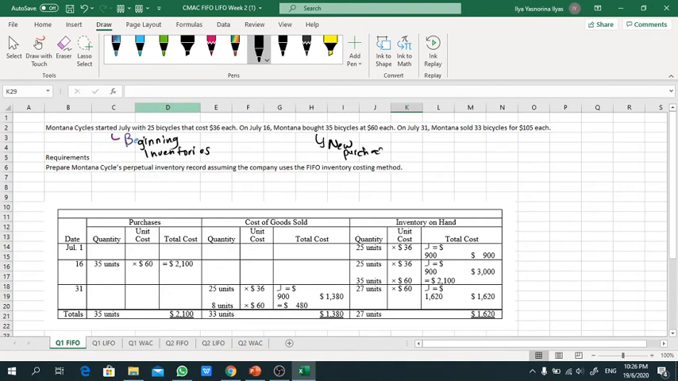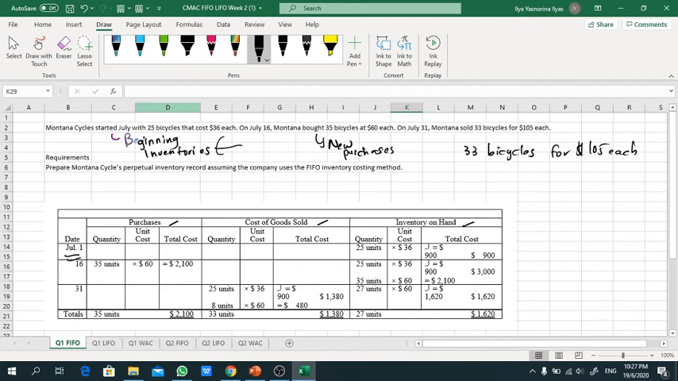On July 31st, Montana sold 33 bicycles for 105 each. This is how much we managed to sell. This is the new purchase, this is our beginning inventory. So in an exam or any test, if you are a costing manager, this is how we do the formatting. First one is our purchases, cost of goods sold, inventory on hand. On 1st July we want to record our inventory on hand, which is our beginning inventory.